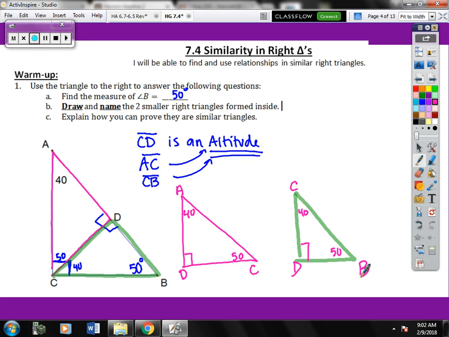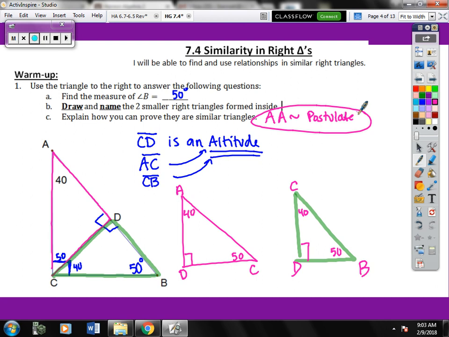Why are all 3 of these similar? Are they similar by which postulate that we learned? Angle. Good. They are similar by angle postulate. We don't know any sides, so it can't be SSS and it can't be SAS. It has to be AA. Technically, it's AAA. So we have all 3 angles, but it'd be your AA postulate.